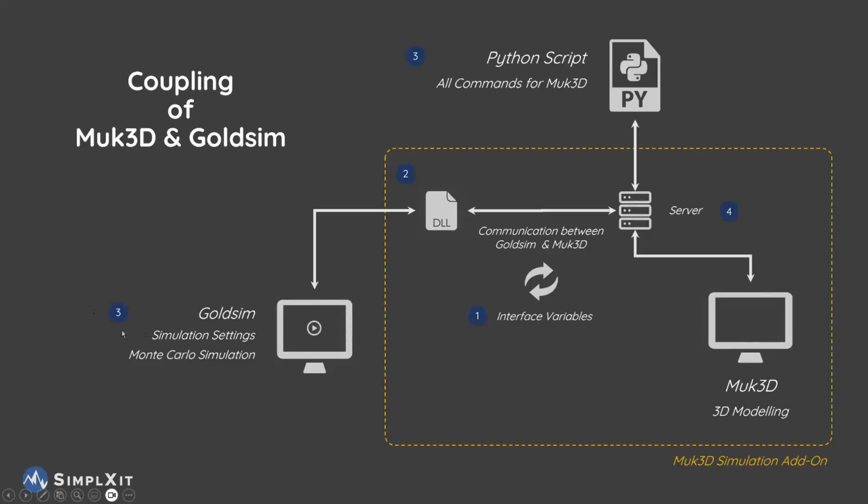So in terms of models, there's two models. The first one is GoldSim, and then the second one will be a script inside of Muk3D, and the script basically has all the various commands that need to be run within Muk3D according to the variables that you get from GoldSim. And then finally, there's a server which just allows the communication between these two. Okay, and then finally, you just run it from GoldSim, and then it runs the model.